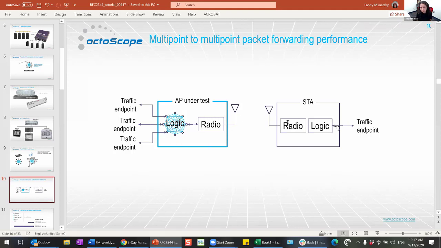So we have this radio logic, we have all these endpoints. Endpoints could be iPerf endpoints. In the case of octoScope, we have multi-perf, which are managed iPerf endpoints, and there's more than just iPerf in there, but managed, out-of-band managed, and so there's a lot you can do with that.